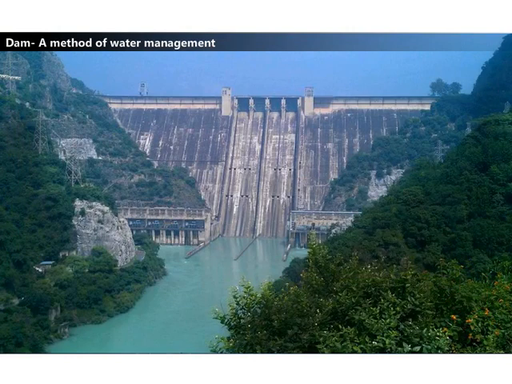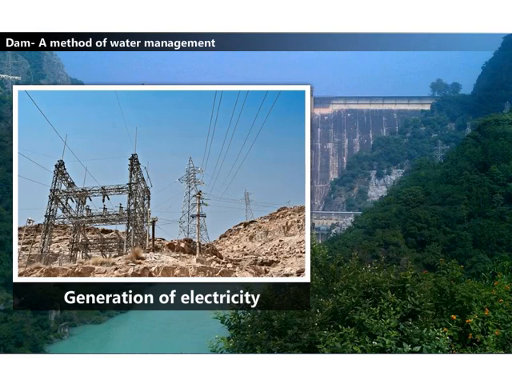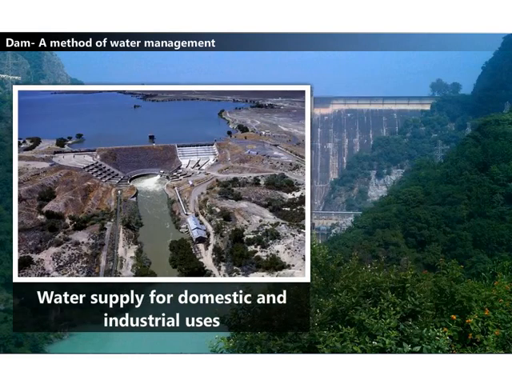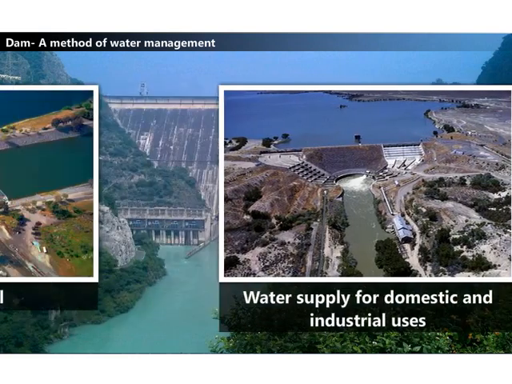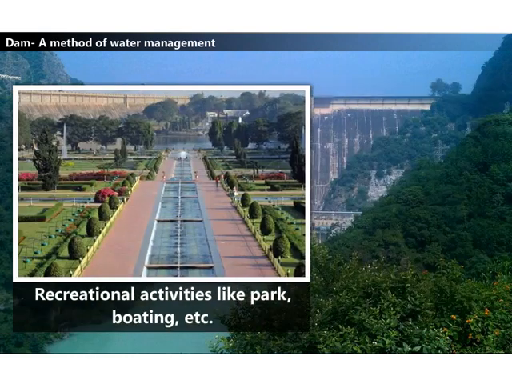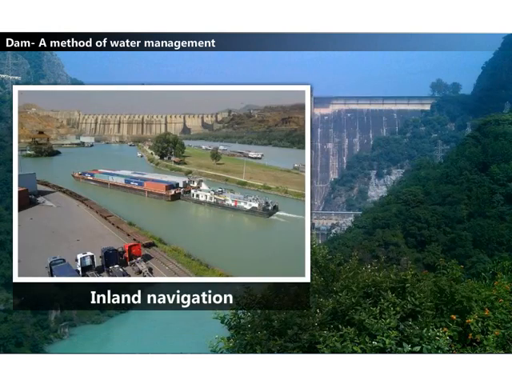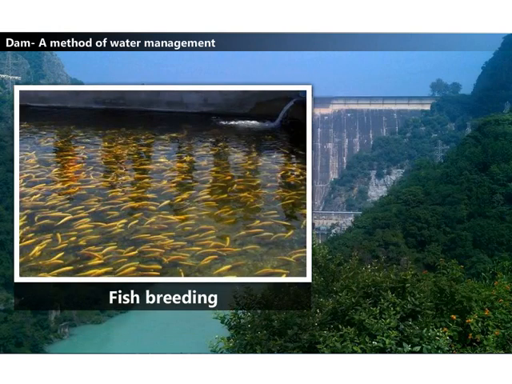Large dams can ensure storage of adequate water not only for irrigation but also various other purposes such as generation of electricity, water supply for domestic and industrial uses, flood control, recreational activities like park, boating, etc., inland navigation, and fish breeding.